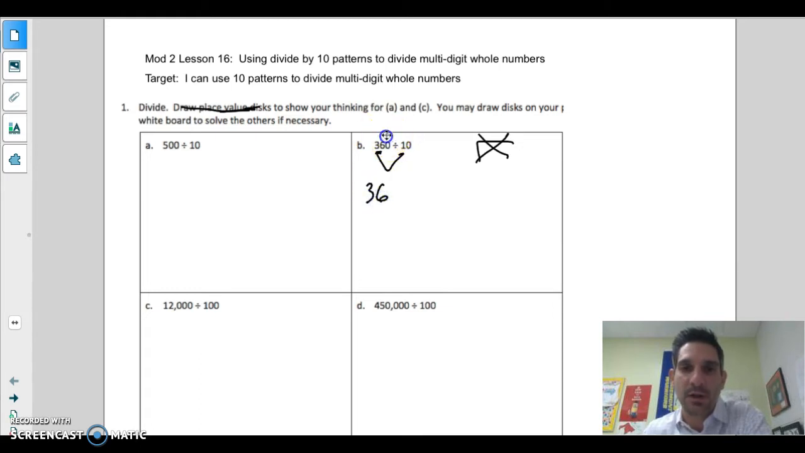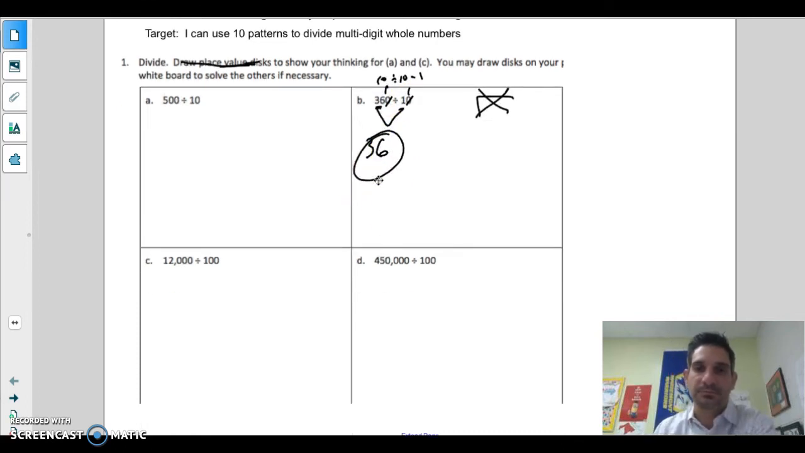So now I have 1 0 here and I have 1 0 here. Well, this 0 represents a 10. So what's 10 divided by 10? That equals 1. So basically, they cancel each other out. And it equals 36. All right, let's do another one.